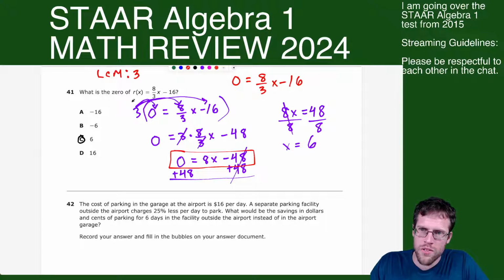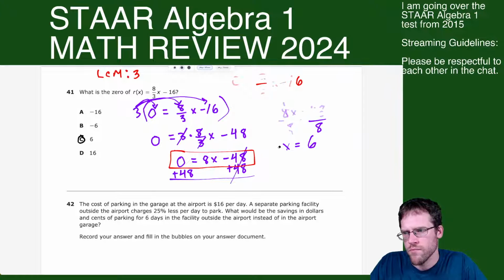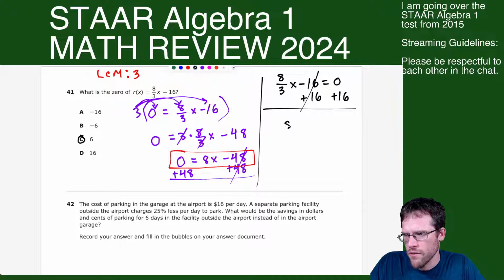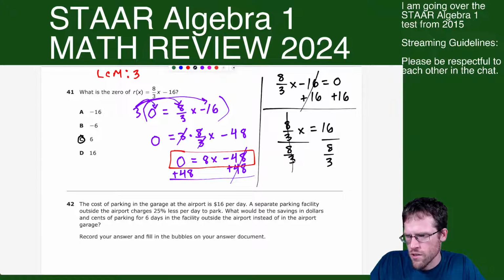What I'll show students sometimes is, just multiply by the least common multiple, and that gets rid of all the fractions. But if you prefer to do it a different way, I'll show you another way. You could just say, you know what, I don't mind fractions. Fractions are not that bad. If you do 8/3 x minus 16 equals 0, you can do this in 2 steps by going plus 16. This is gone, and you've got 8/3 x equals 16. And then you could just divide by 8/3 all at once. Okay, and now this is gone.